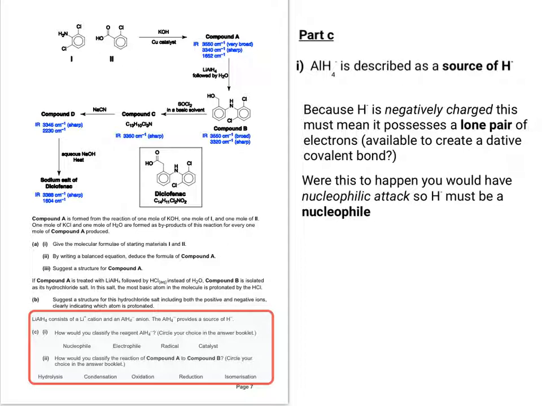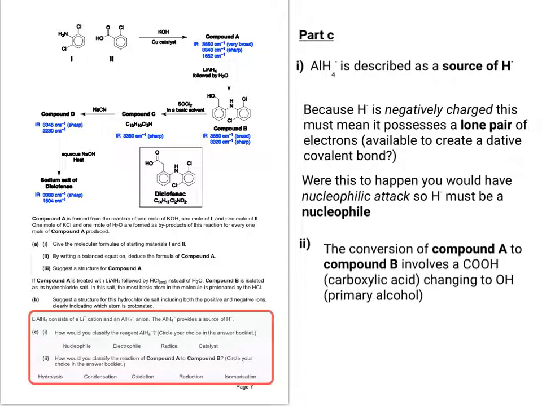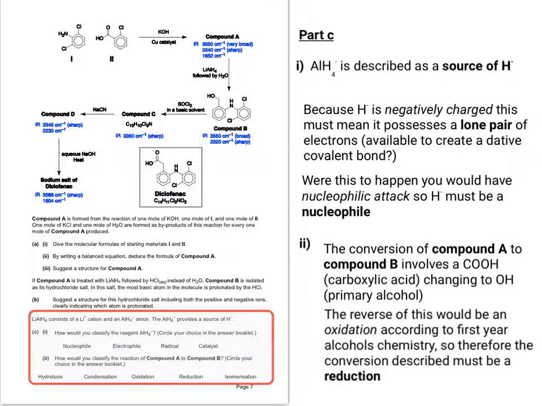In the second part, it asks you to classify the reaction of compound A to compound B. If you look carefully at the changes of the functional groups, apart from the actual creation of the NH bridge between the 2 benzene rings, you have a COOH in compound A that gets changed into a primary alcohol, an OH, in compound B. Now if you do the reverse of this, an OH going to a COOH would be an oxidation, according to our work in alcohols chemistry in our first year. So therefore the conversion as described must be a reduction. So let's now move on to part D.